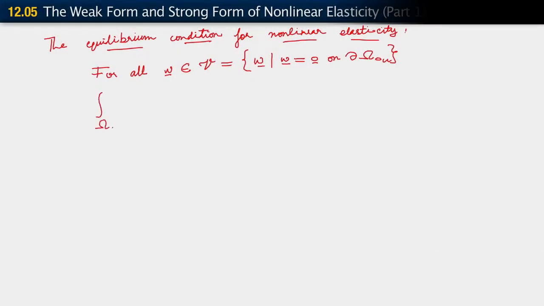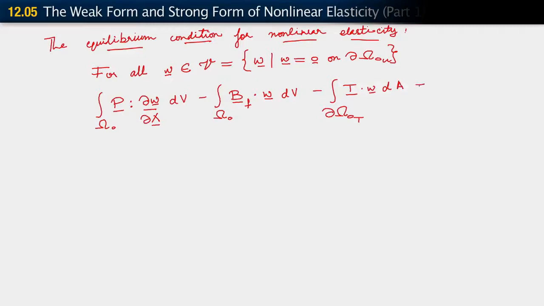integral over omega naught, first Piola-Kirchhoff stress P contracted with the reference gradient of the variation W integrated over the volume, minus integral over omega naught, the body force defined per unit reference volume dotted with the variation integrated over the volume, minus integral over the traction boundary, traction dotted with W dA equals 0.